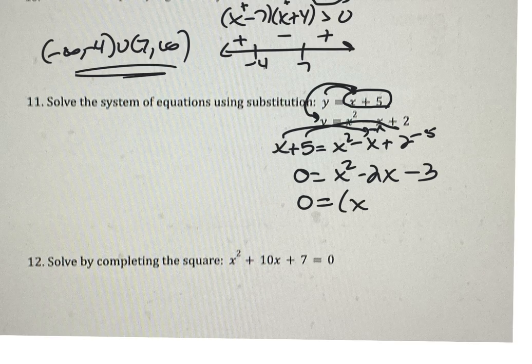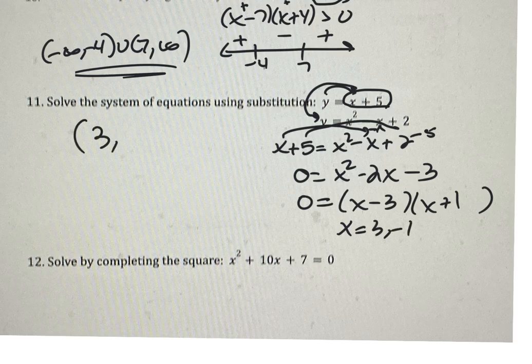So what factors of 3 or negative 3 give you negative 2, a negative 3, and positive 1? That means my x's are 3 and negative 1. Now, that's half the answer. You got to get your y, though. So I got 3 something, negative 1 something.